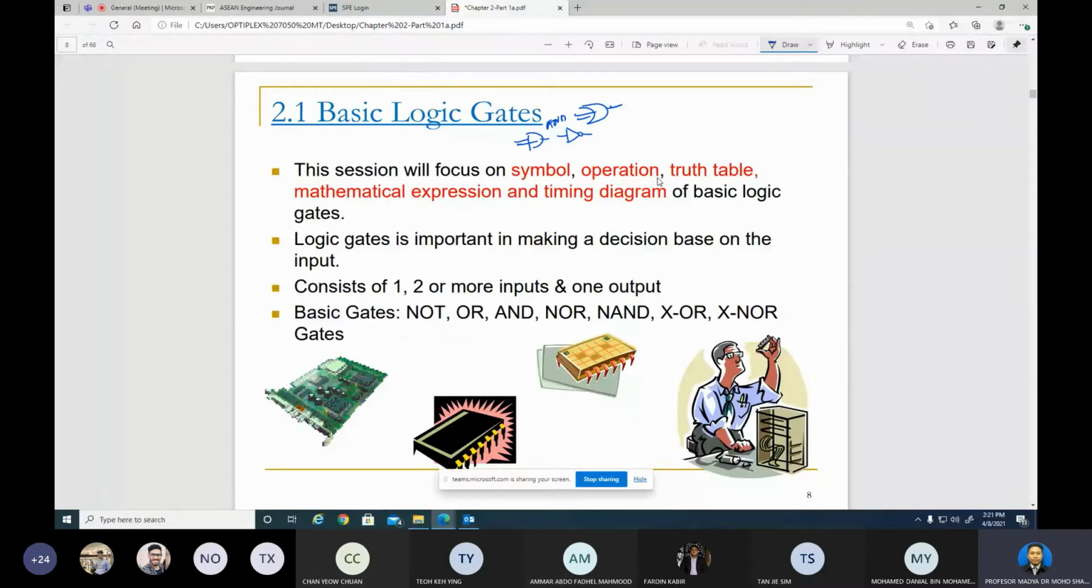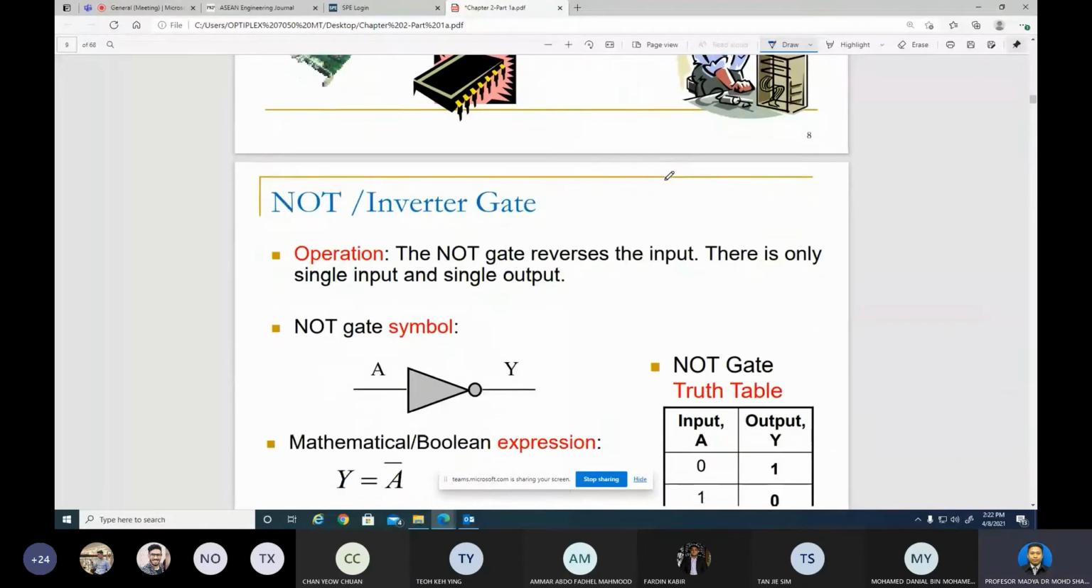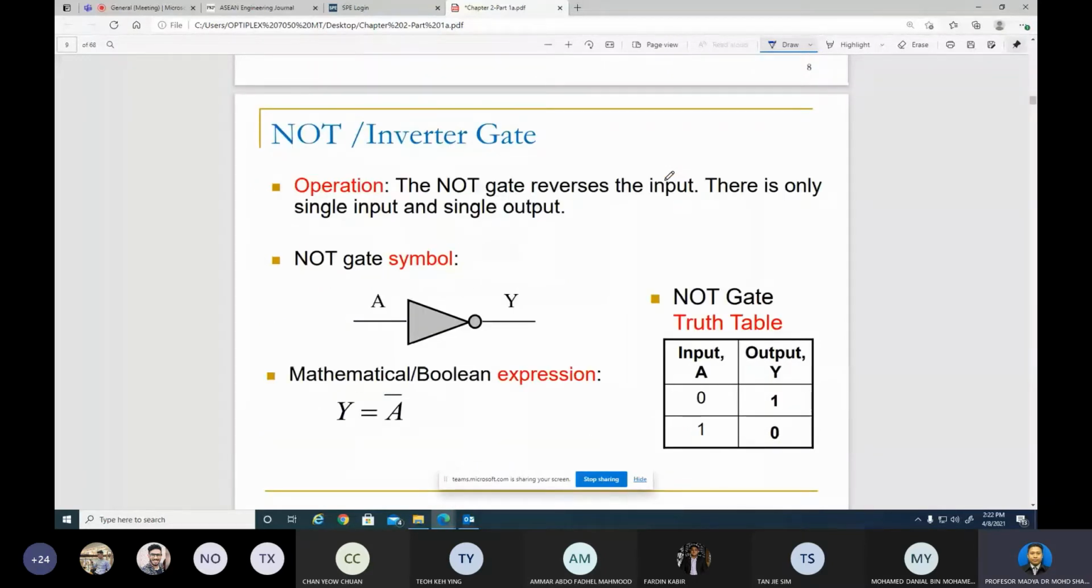Normally the operation we can draw in a truth table. We can draw it into a table, like I will show after this. You can put it in the truth table, and also you can put the mathematical expression, and also you can display it as a timing diagram. Okay, so we go one by one. First we go for the inverter or NOT gate.